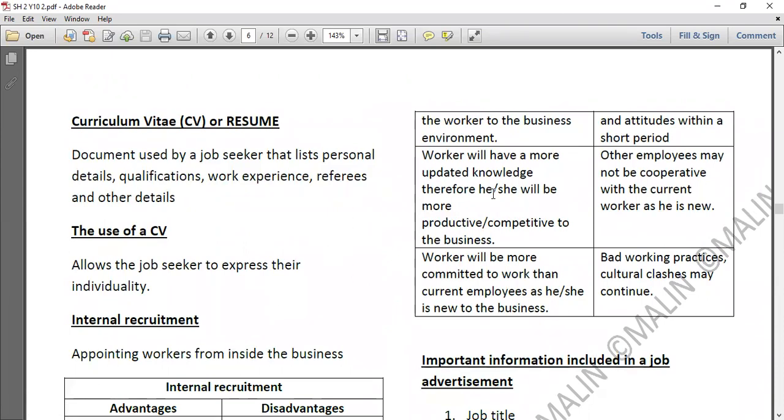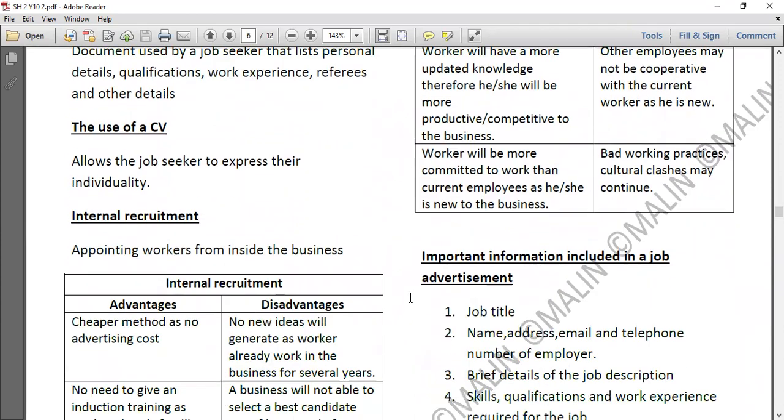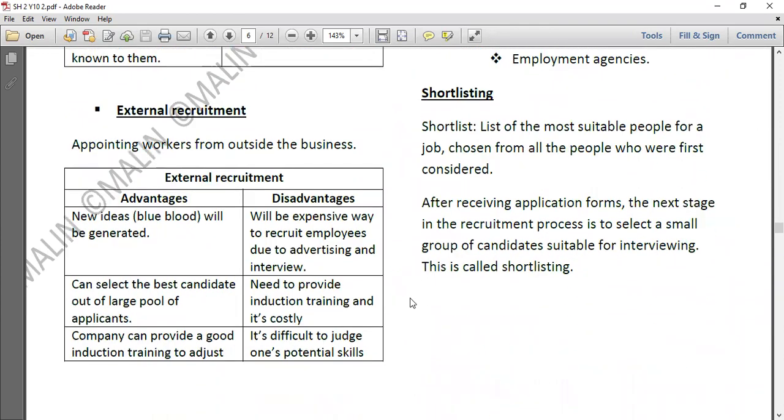Workers coming from outside will have more updated knowledge, so they will be more productive and competitive for the business. And the worker will be more committed to work than current employees, as he or she is new to the business. However, there are drawbacks as well: externally, it is an expensive way to recruit because of the advertising and interview process, and the need to provide induction training is costly.